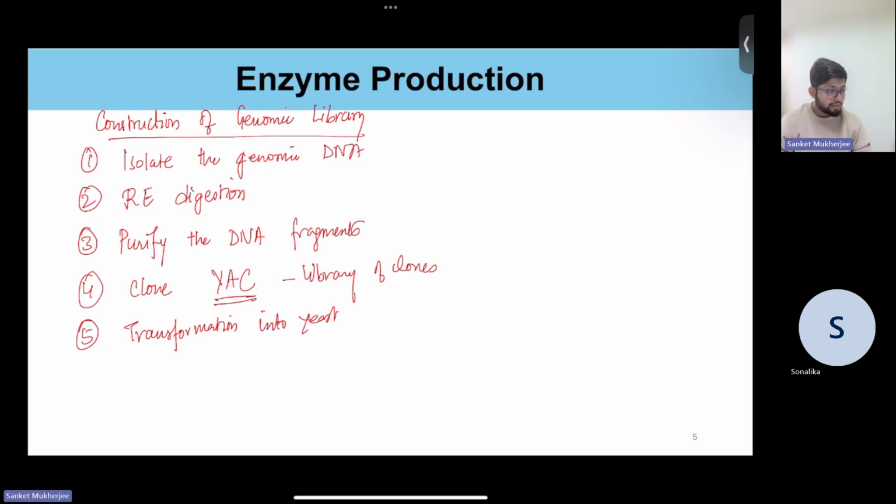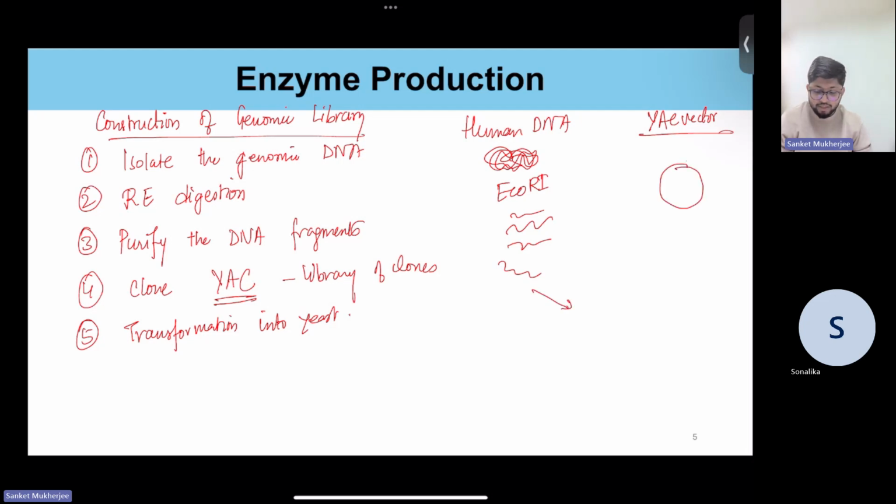So this is how it looks. This is the entire schematic if we look at it. Let's say you want to get human DNA and the vector is, let's say, a yeast artificial chromosome. You digest this human DNA, which will be a very large genome, with, let's say, EcoR1, which is a restriction enzyme, and you will get large chromosome-containing fragments like this. And then these are the fragments, and you have the vector, which usually looks like this.